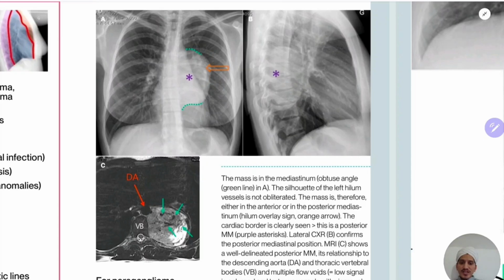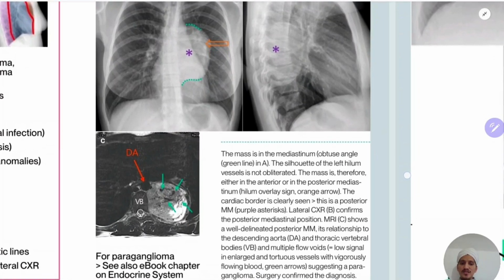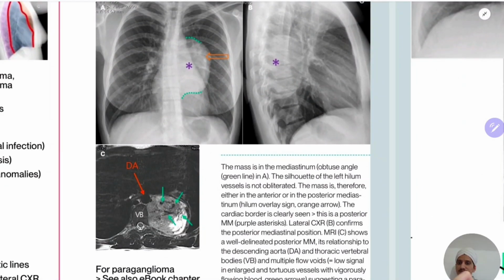The lateral chest confirms the posterior mediastinal position. MRI shows a well delineated posterior mediastinal mass. Its relation to the descending aorta and thoracic vertebral bodies, and multiple flow voids in enlarged and tortuous vessels, suggest a paraganglioma. Surgery confirmed the diagnosis. Here is the CT scan. You are seeing a paraspinal mass here, another paraganglioma on the CT scan.